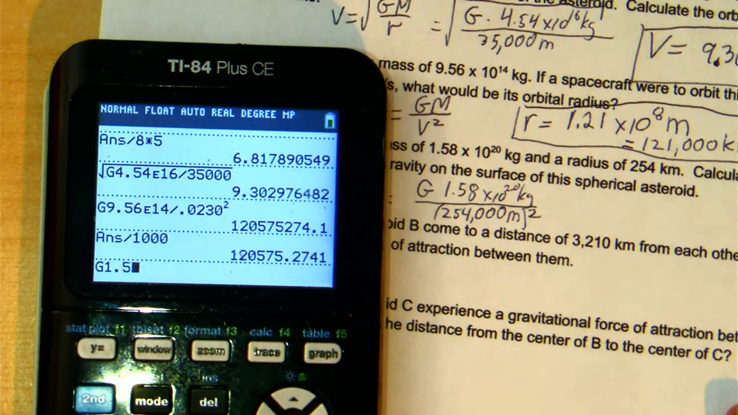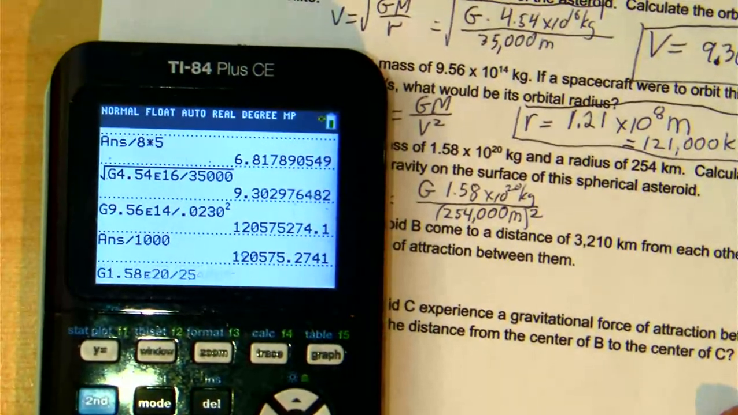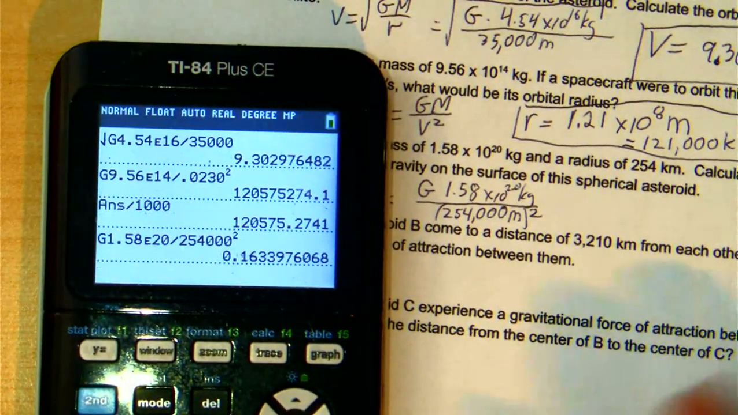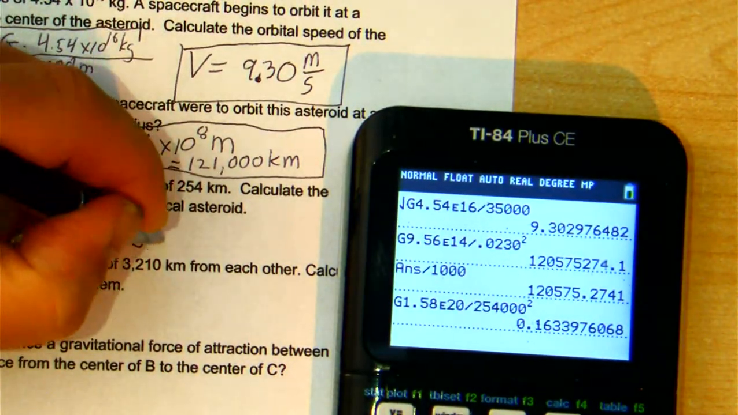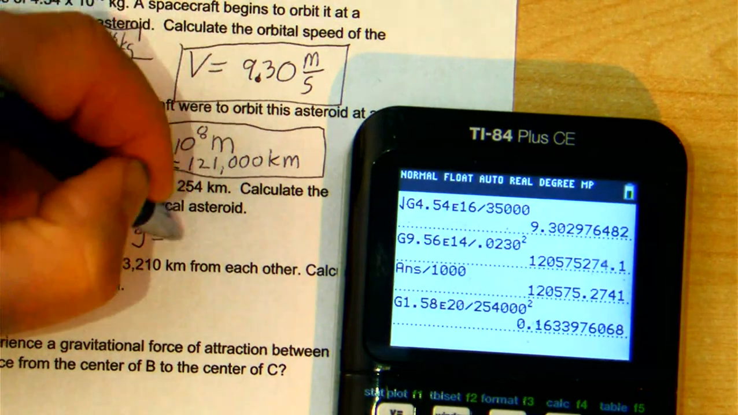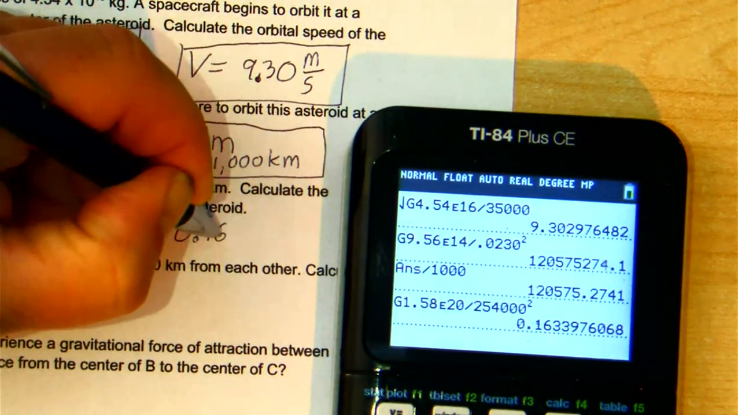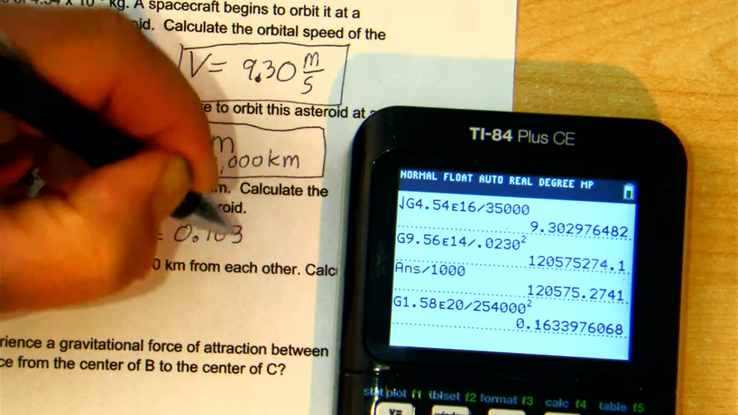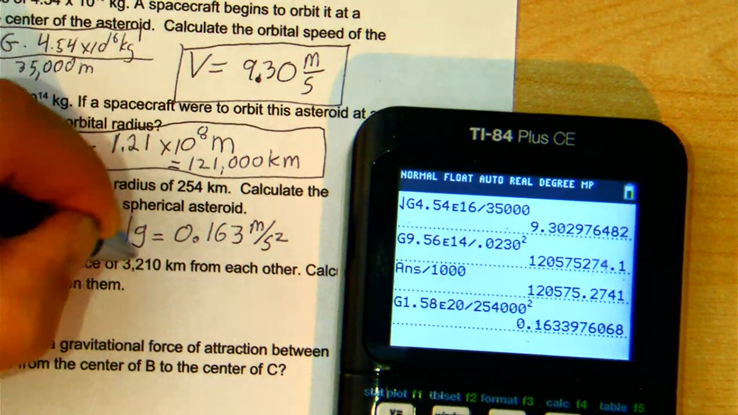All right, so my calculator says G times 1.58 times 10 to the 20th power divided by 254,000 squared. Enter. The acceleration due to gravity on the surface of this spherical asteroid is 0.163 meters per second squared.